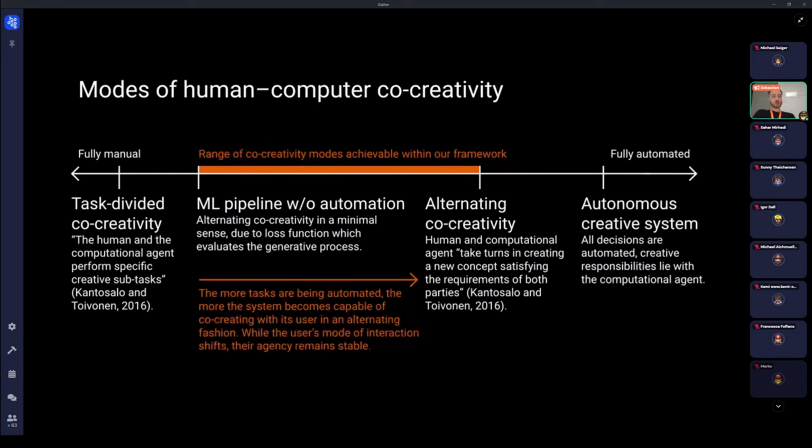So while the user's mode of interaction shifts, their agency remains stable. That essentially means that they become a little bit more of a director, a little bit more of a supervisor, maybe. They can still intervene at any stage, but of course, as the system takes on creative responsibility itself, the responsibilities also shift towards the system.